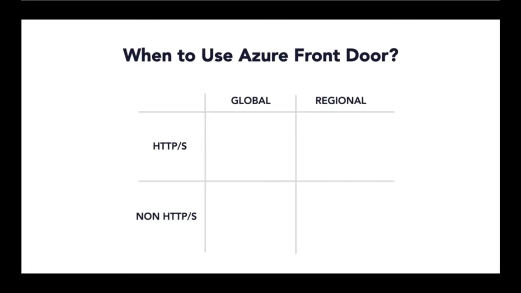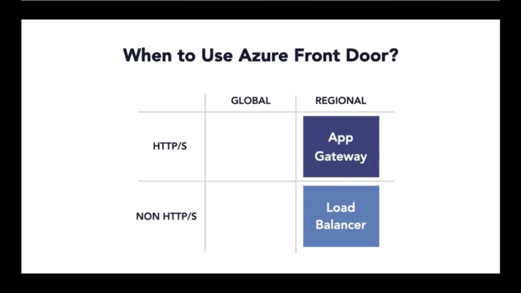So if we think about regional non-web traffic, so traffic within an Azure data center when it's not web traffic, we look at an Azure load balancer. For web traffic within an Azure data center, we'd use an app gateway. Now thinking about global traffic that we're routing across multiple Azure data centers, when it's not web traffic, Traffic Manager is the service we'd look to, which leaves then for global web traffic routing Azure Front Door.